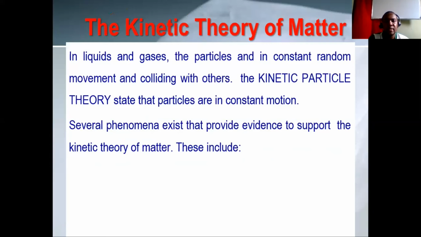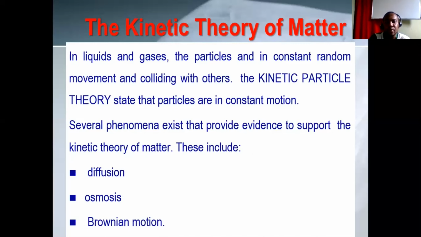So we know that in liquids and gases, the particles are in constant random motion and collision with each other. The kinetic particle theory says that particles are in constant motion. So how do we prove that particles are in random motion? We use these three phenomena that we are going to look at: diffusion, osmosis, and Brownian motion. These three concepts actually explain to us that particles are always moving.